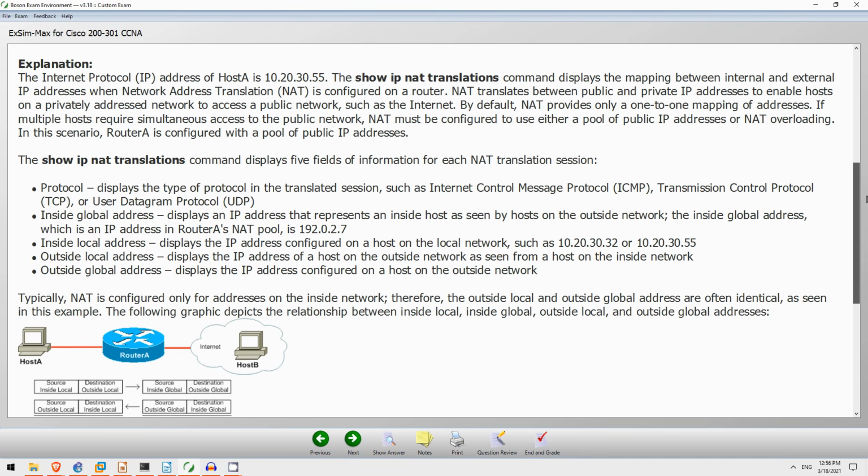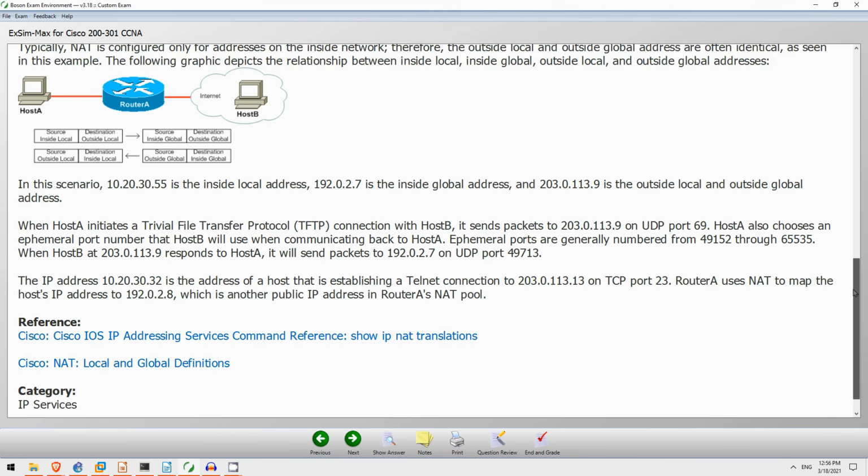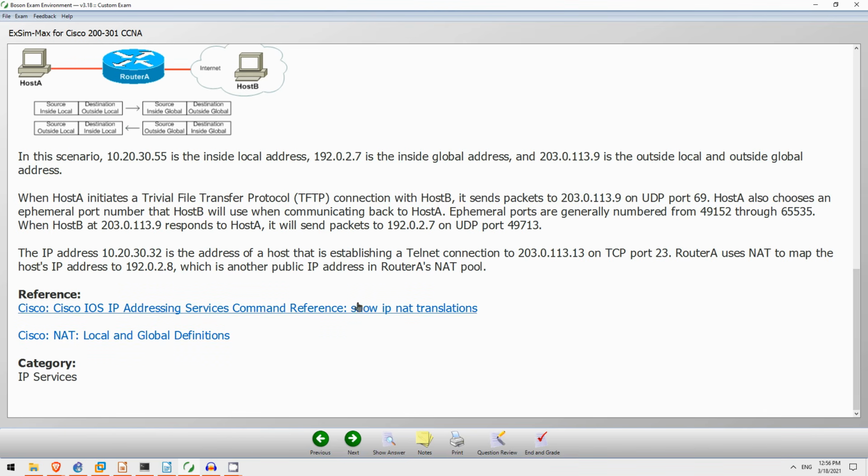So here is Boson's explanation. I highly recommend reading this explanation, so pause the video now to do that. And there's some more down here at the bottom, as well as some links to Cisco documentation.